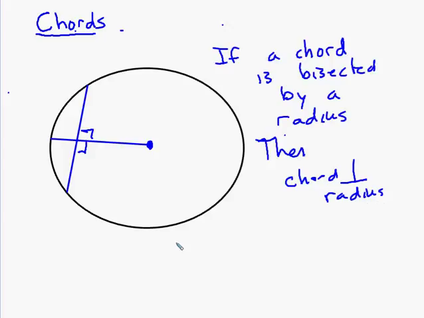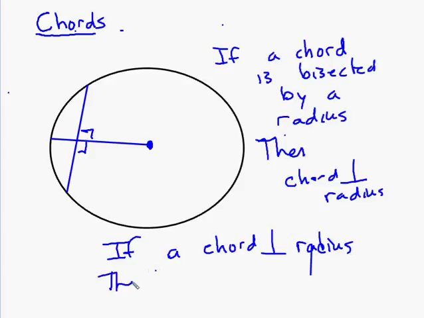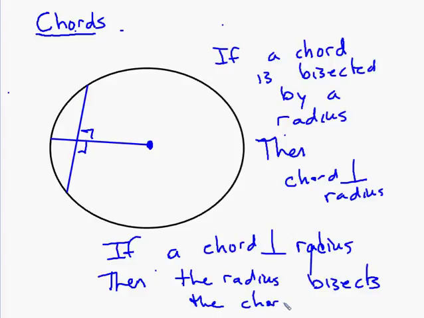Okay, and the converse of that is actually also true. If a chord is perpendicular to a radius, then the radius bisects the chord. Alright, so we have both of these properties to be true.